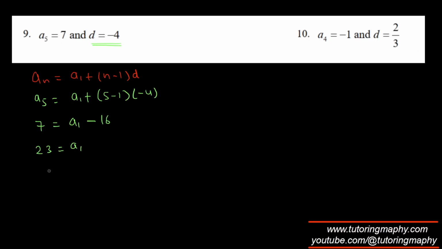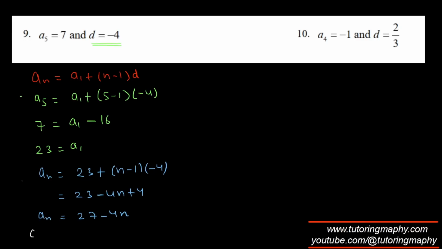Okay, so this is 23, and that's about it. I think my answer is an is equal to a1 plus n minus 1 times negative 4. So 23 minus 4n plus 4. So this will be equal to 27 minus 4n, that is an. And a11, of course, will be just plugging in n as 11. So 11 times 4 is 44, and 27 minus 44 is negative 17.